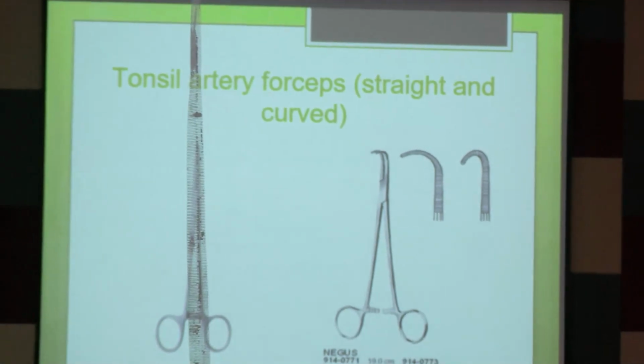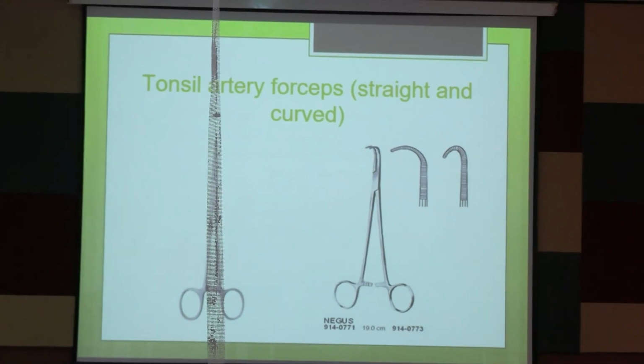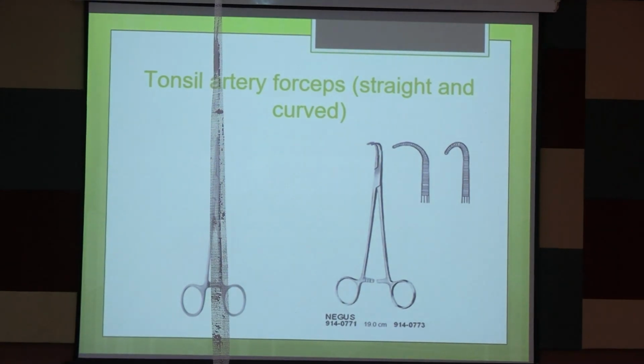What is the commonest complication of tonsillectomy? Most important? Bleeding, okay? Don't forget it. Tonsillectomy means there is chance of bleeding, okay? This is a straight artery forceps, we call it tonsil artery forceps, okay? Long and thin straight forceps.